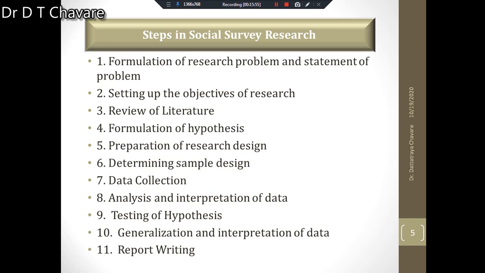And the last stage, a very important stage, what is it? Report writing. It means that whatever research findings are there, whatever conclusions are there, whatever data you have collected, that data you should present in your report. That's why you should write the report in a systematic manner. This is the last stage in social survey research. In this way, these are the 11 steps in the social survey research. With the help of these steps, you can complete your social survey research.